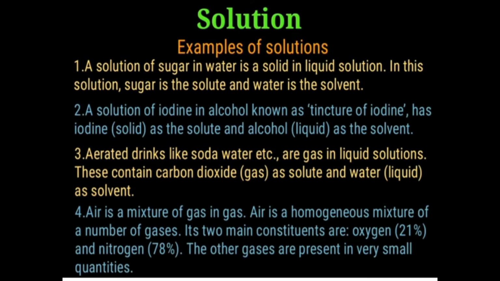A solution of sugar in water is a solid in liquid solution. Sugar is a solid and water is a liquid. So it is a solid in liquid solution. And in this solution, the sugar is the solute and water is the solvent. So sugar is the solute which is mixed inside the water, that is the solvent. It is dissolved in the solvent. Then a solution of iodine in alcohol, known as tincture of iodine, has iodine which is a solid used as a solute, and that iodine is dissolved in alcohol which is a liquid, the solvent.